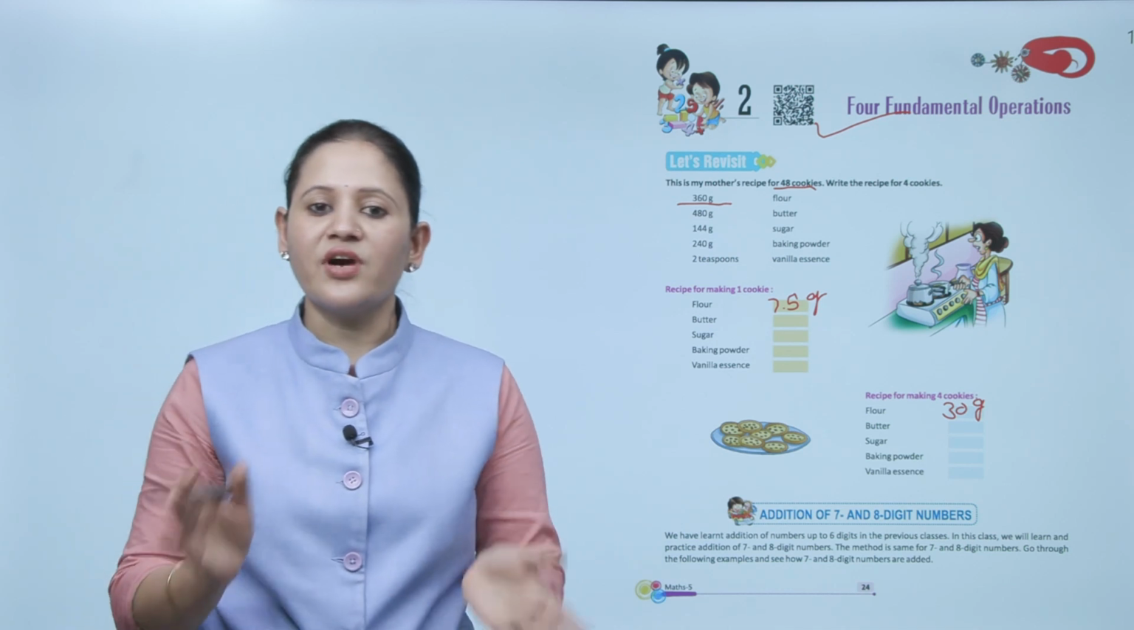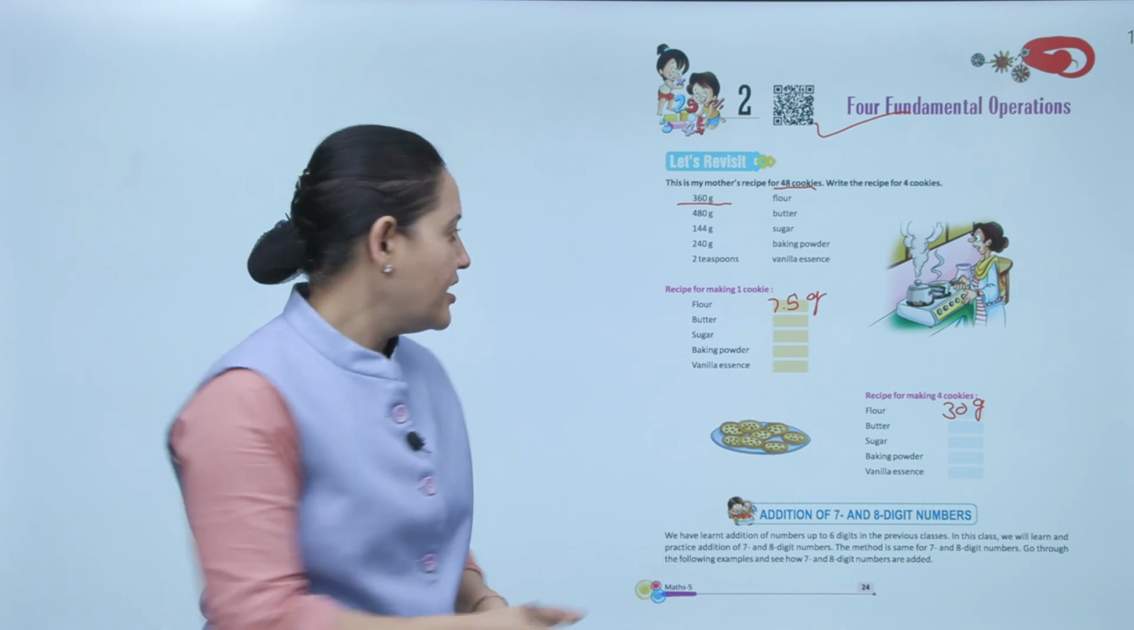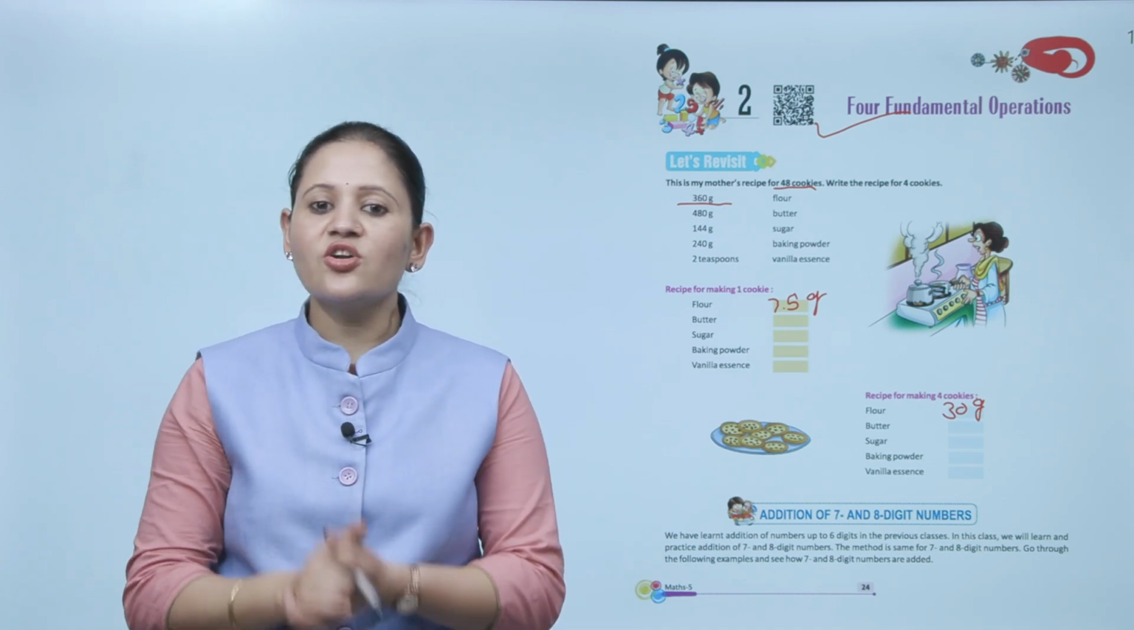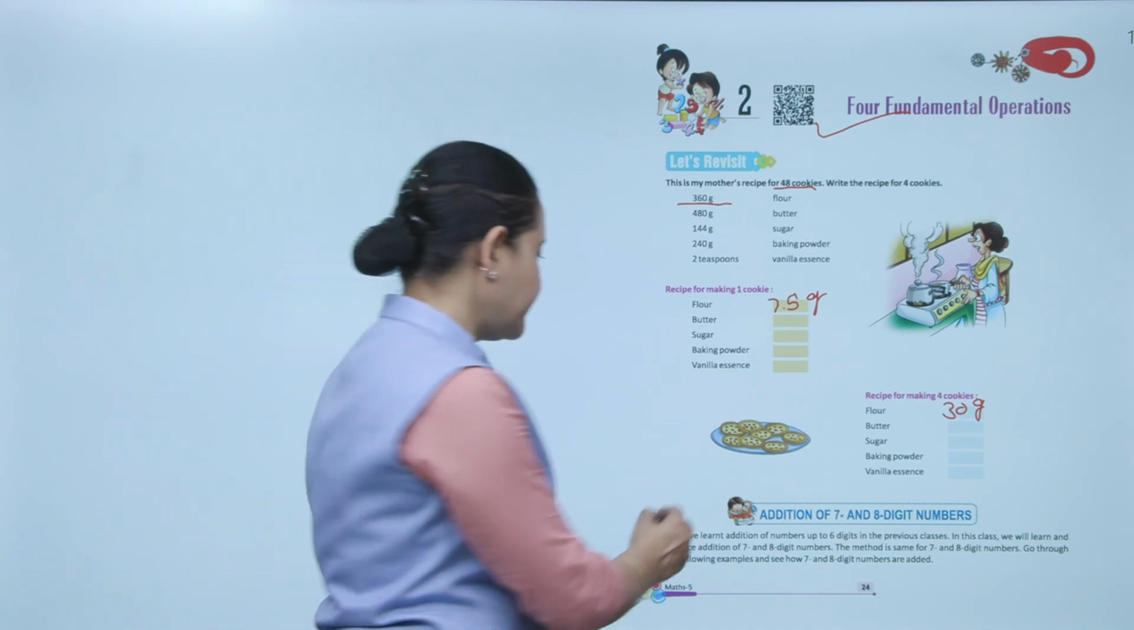Like this we can find the quantity of other items. Clear? Like for butter, sugar, baking powder and vanilla essence. Next is addition of 7 and 8 digit numbers.